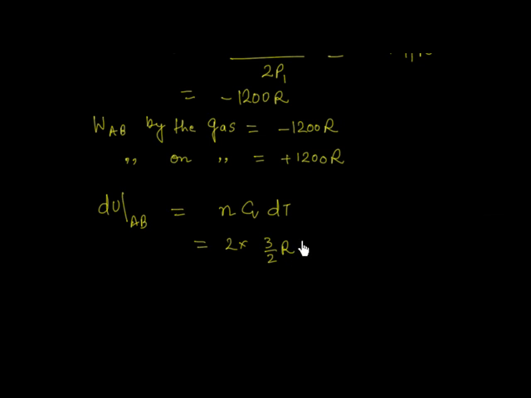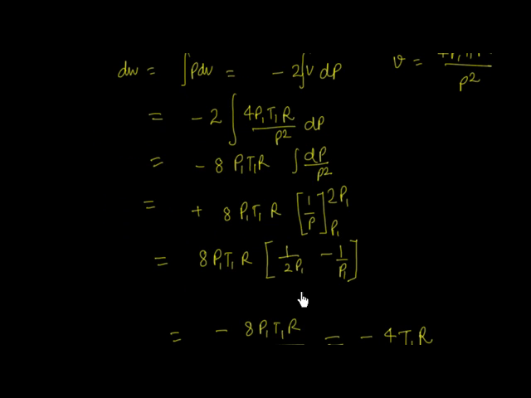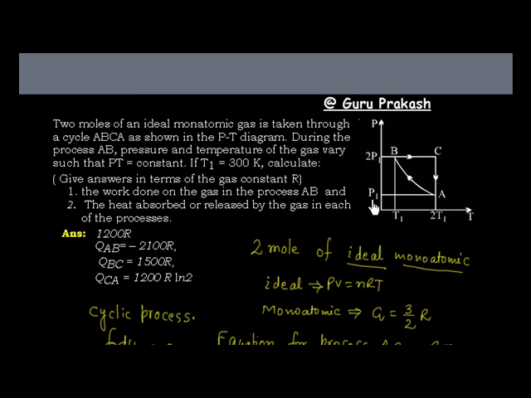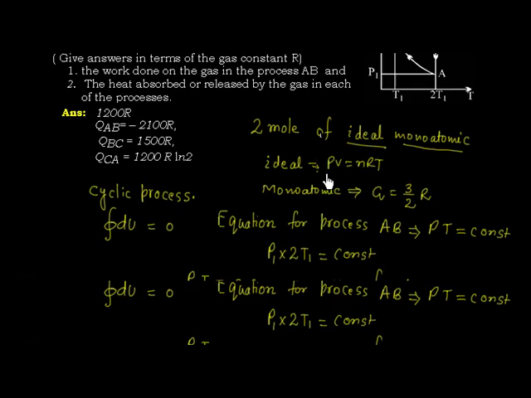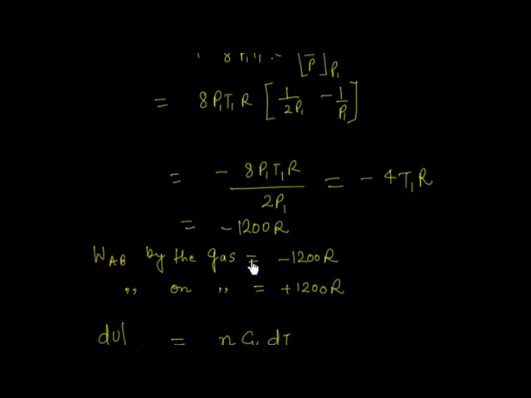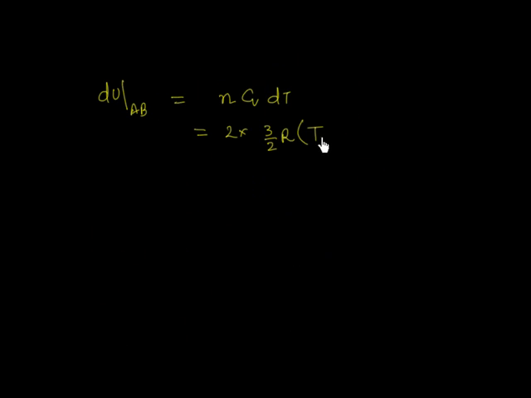This is a monoatomic gas. So the final temperature is T1, and the initial temperature is 2T1. So T1 minus 2T1. So this is T1 minus 2T1. So you will have 3R T1 with a minus sign. Are you getting it? So what is this value? 3R into 2, so 300 into 300, minus 900 R.